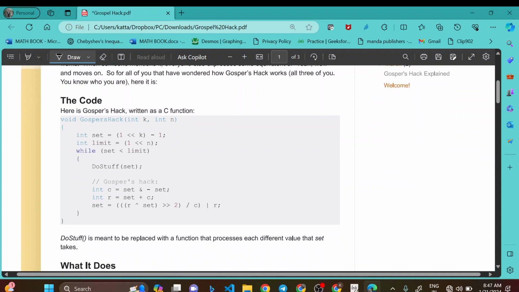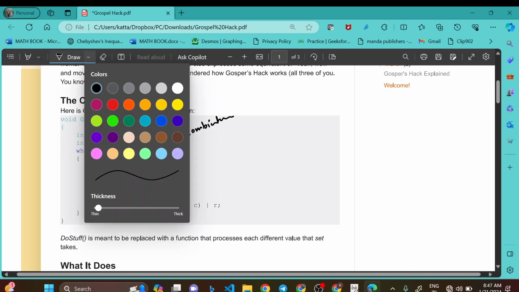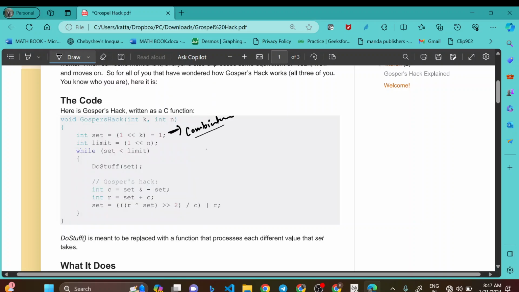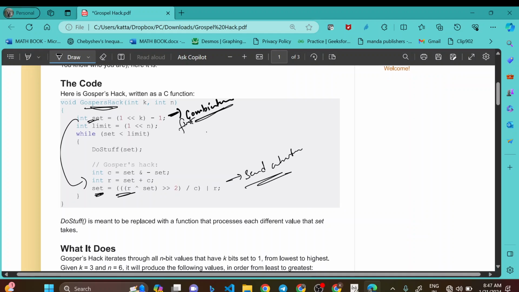Let us assume this is the combination that we have taken, and from this combination we get another combination. This is the first combination, this is the second combination. So generating this second combination from the first combination is known as Gosper's hack. This is the technique that you're going to use to generate that.